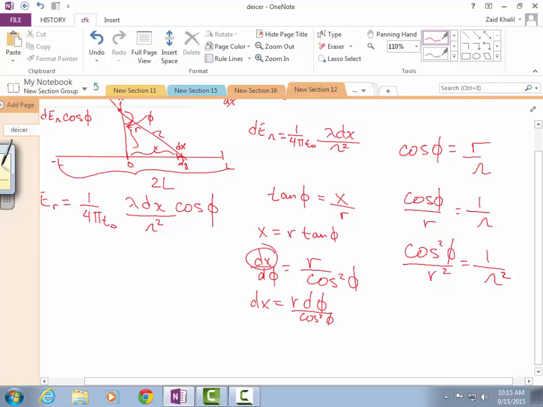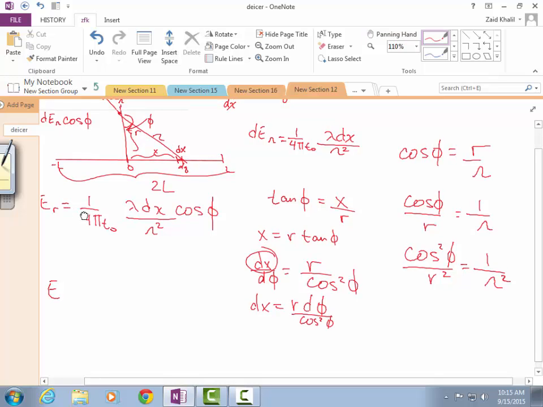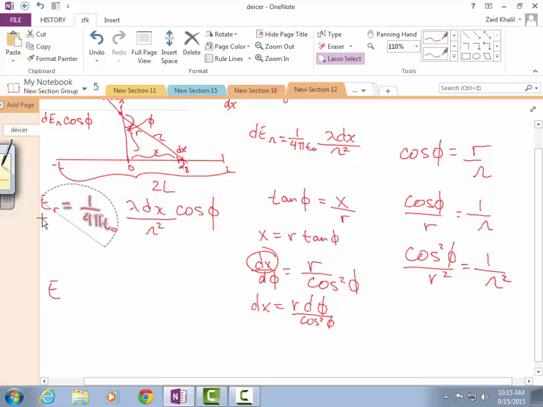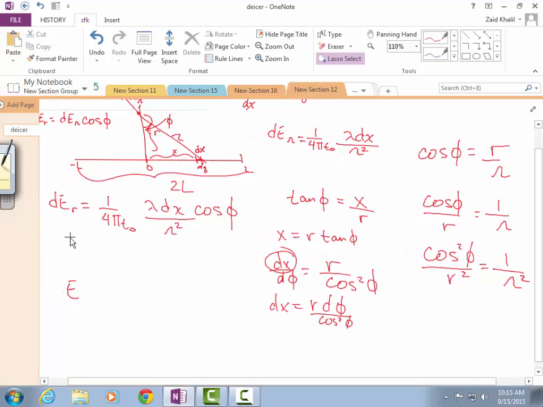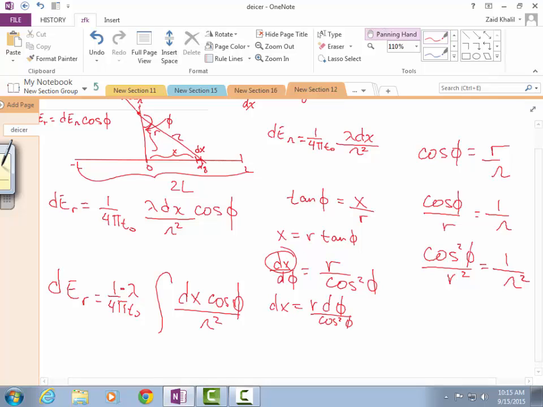Are we ready? Are you about to do something? Yeah, now I'm about to sub everything in. So we get dE_r, this is technically dE_r. Let me actually lasso this just so I can squeeze a d. Oh, there you go. So you're going to sub in those cosines. I'm going to sub in everything. So dE_r is 1 over 4 pi epsilon naught, times lambda, and then we have dx cosine phi over script r squared. Right? I just rewrote it.